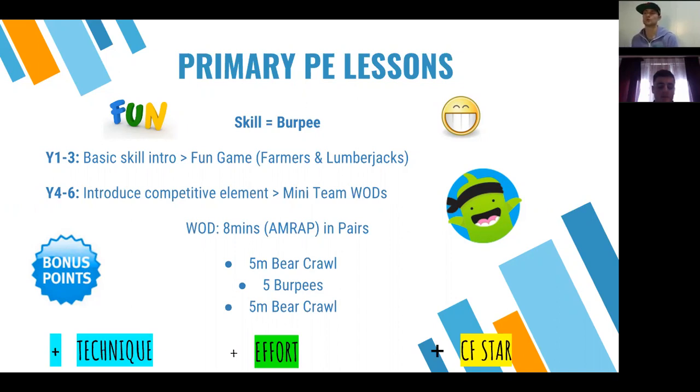For those students in year 4 to 6, they may be able to be progressed onto an actual workout, such as the one shown on the slide, where students work in pairs to complete as many rounds as possible in 8 minutes of 5-meter bear crawl, 5 burpees, followed by a 5-meter bear crawl back to their partner. An element of competition can be introduced at this stage, but only if students adhere to the mechanics, consistency, and intensity principle that we touched on earlier. At the end of the lesson, the CrossFit points would be awarded to deserving students, and teachers can log this in their planners or through apps such as Class Dojo, which the younger students seem to respond especially well to.